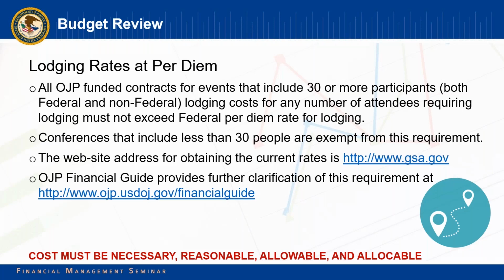So keep in mind, if you are hosting an event for OJP, using OJP funds, and you have 30 or more participants or attendees in your event, they could be federal or non-federal, any lodging costs for any of your attendees that need lodging must not go over the federal per diem rate for lodging. If you have less than 30 people attending your particular event, then you are exempt from this requirement. If you want to know the per diem rates that fall under the federal travel policy guidelines, you can go to the www.gsa.gov website. Then there's also additional information in the DOJ financial guide.